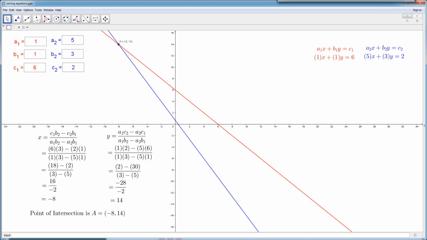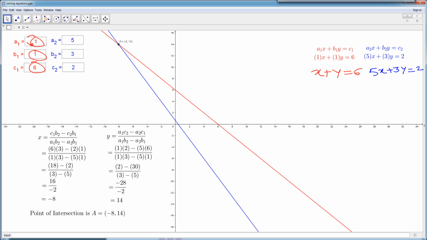So we now have two equations. The first equation is a1x plus b1y is equal to c1, and it is x plus y is equal to 6. The value of a1 is 1, the value of b1 is 1, the value of c1 is 6. The values of A2, B2 and C2 are 5, 3, 2. So another equation is 5x plus 3y is equal to 2.